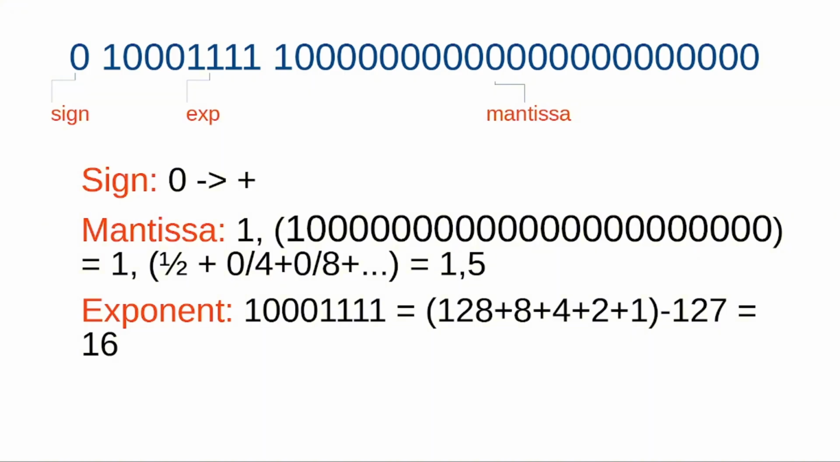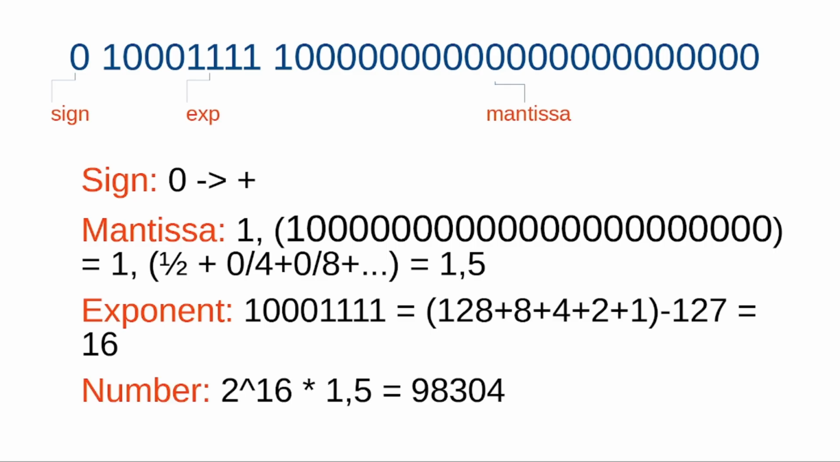Now, for the exponent. The binary string 10001111 translates to 143 in decimal. In the Float32 standard, we subtract a bias of 127, leaving us with a true exponent of 16. When we put it all together, we multiply our mantissa of 1.5 by 2 to the power of 16. The final result is exactly 98,304. It fits perfectly in 32 bits, but as we're about to see, things get complicated when we try to shrink this down to save memory.